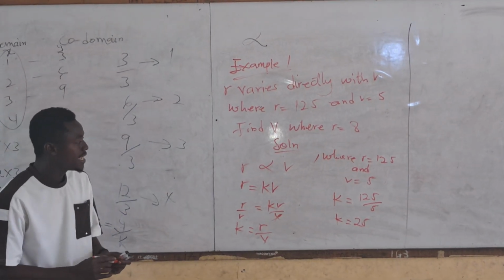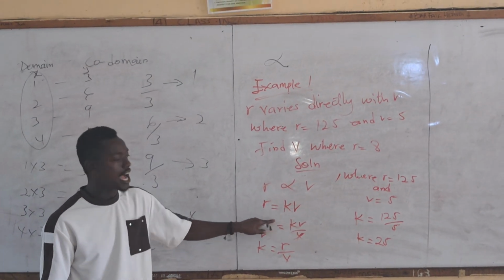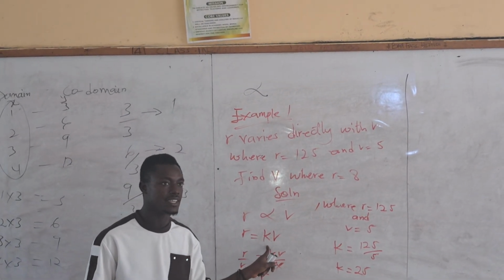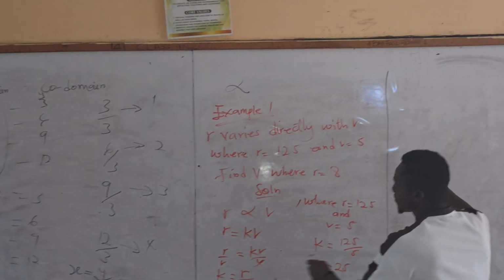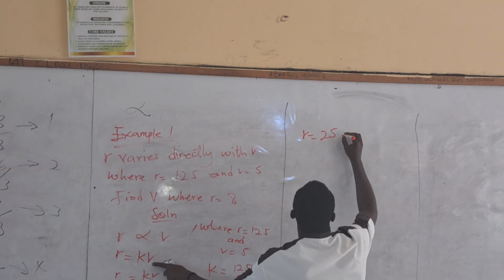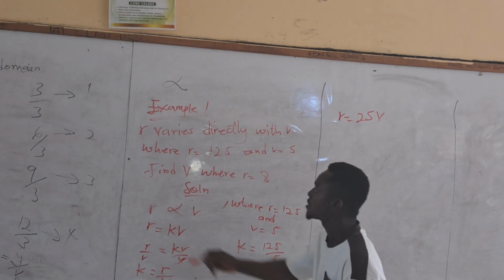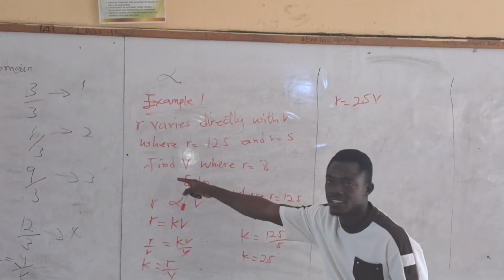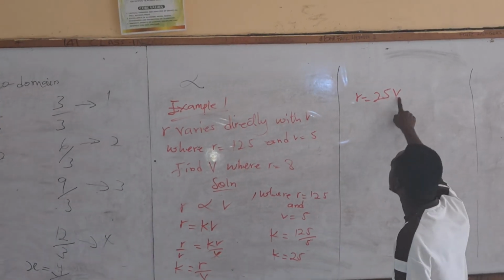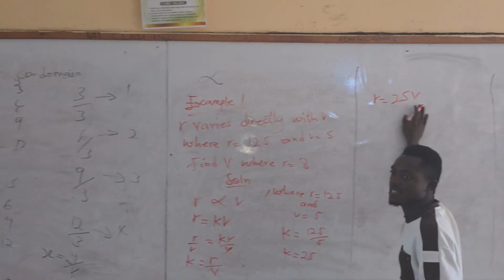After you have gotten the K, you substitute the K back into the equation you have here. So you are going to have R equals 25 times V. Now the question says you should find V, where R is equal to 8. So if you have to find V, you should make V the subject.